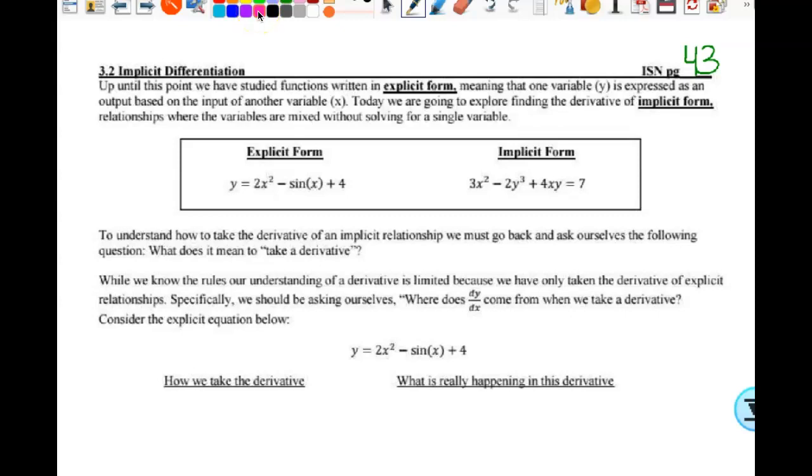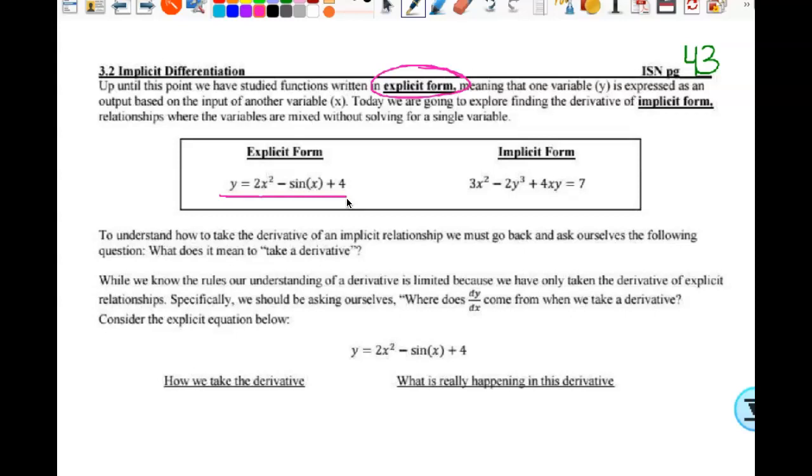Up until this point, we've studied functions written in explicit form, okay? Everything we've done so far is in explicit form. We're going to look at these in implicit form. I will make sure you understand what all that means, okay? Meaning that one variable, y, is expressed as an output based on the input of the other variable, x. So everything we've done so far has been set equal to y or f of x or whatever actually represented y, right? Y was all by itself. We might have a few terms with x, but there was just a single y there.